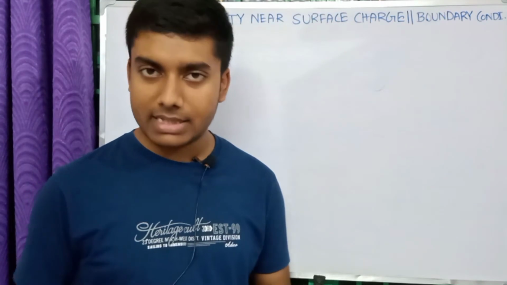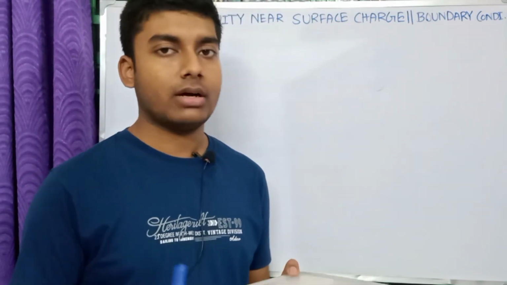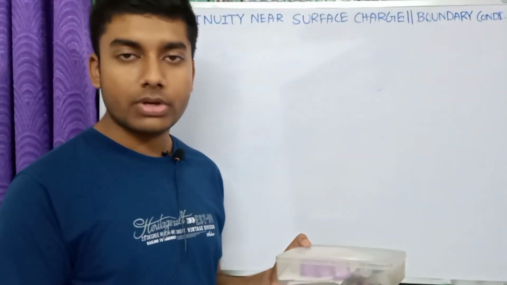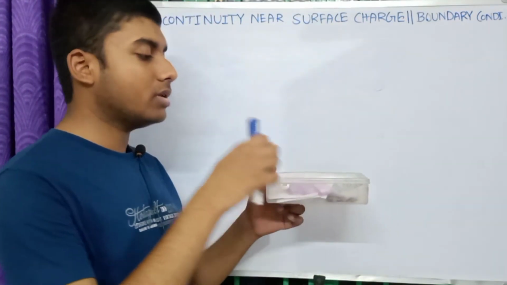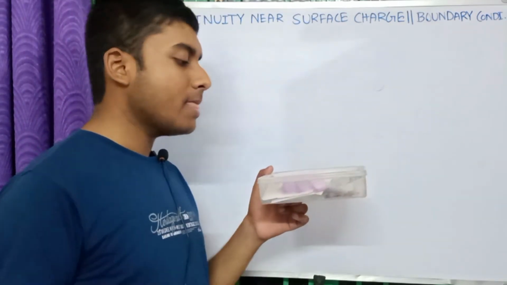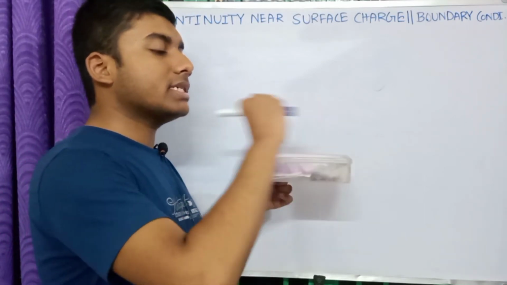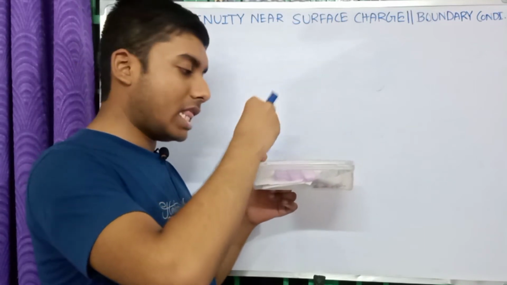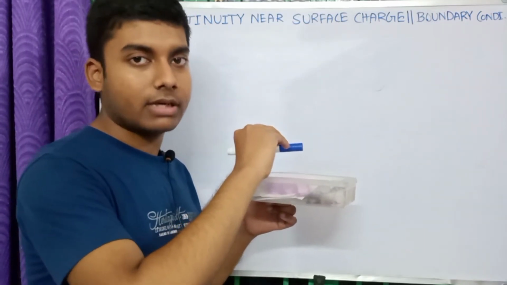Now we will investigate the amount of discontinuity of the tangential component of the electric field for the upper region and the lower region of the surface charge. So now this is the Gaussian pillbox, again like that. Here we are considering the electric field in this direction. Previously we were considering the electric field perpendicular, right? But now we are considering the tangential component of the electric field.